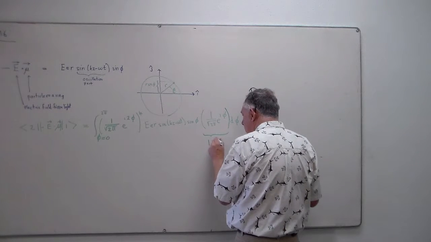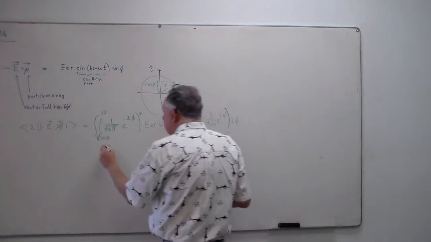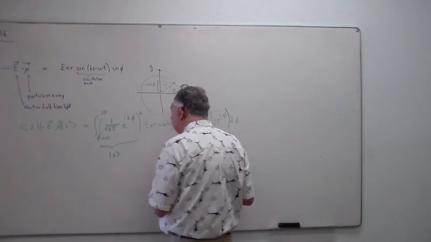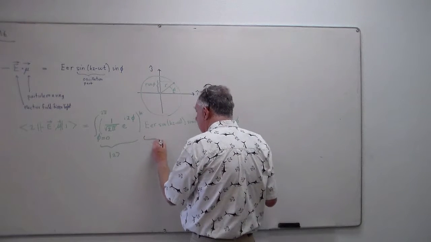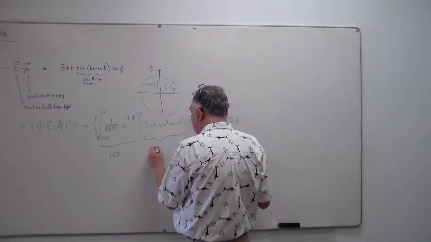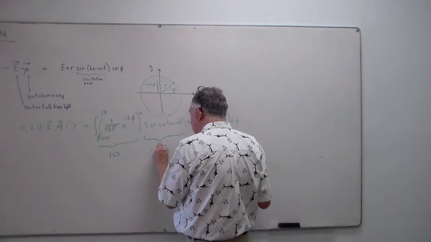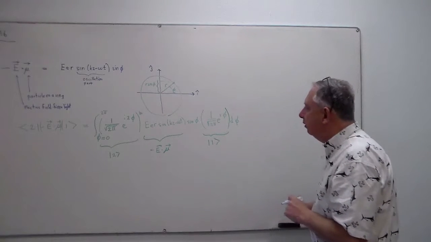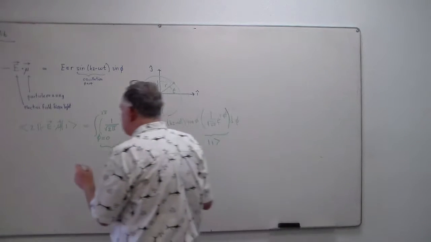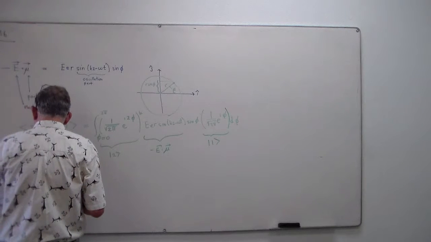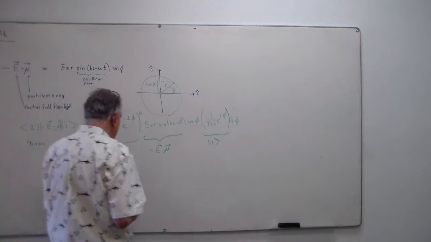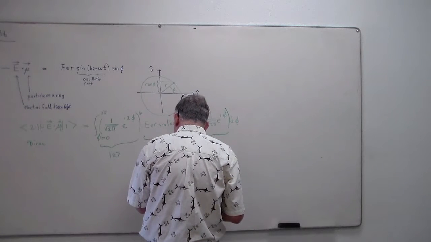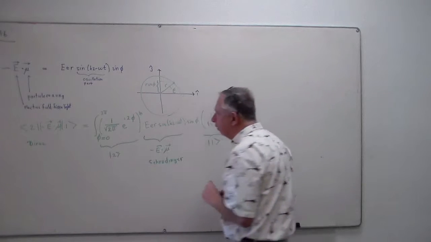Now, what I clearly want you to see: this is quantum state 1, and this is quantum state 2. And this is minus E dot mu for Y polarized light. So do you see it? Do you see kind of, here's Dirac over here, and here's Schrodinger over here.